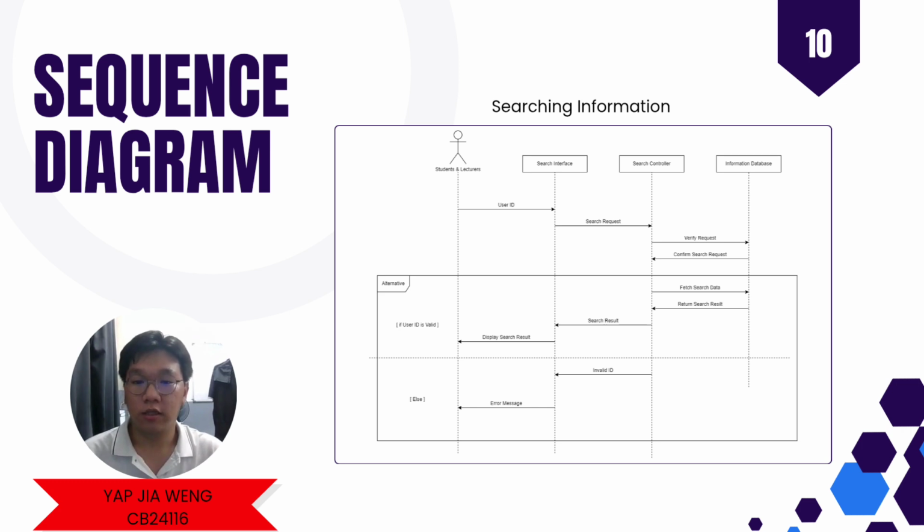If valid, the database will fetch and return the search data. The search controller receives the result and passes it back to the interface. If the user ID is valid, the system displays the search result to the user. Otherwise, it returns an error message. This process ensures that search requests are verified, accurate results are displayed, and errors are handled properly.